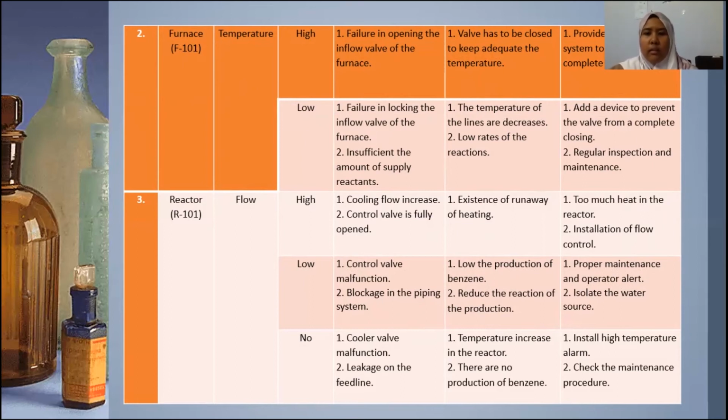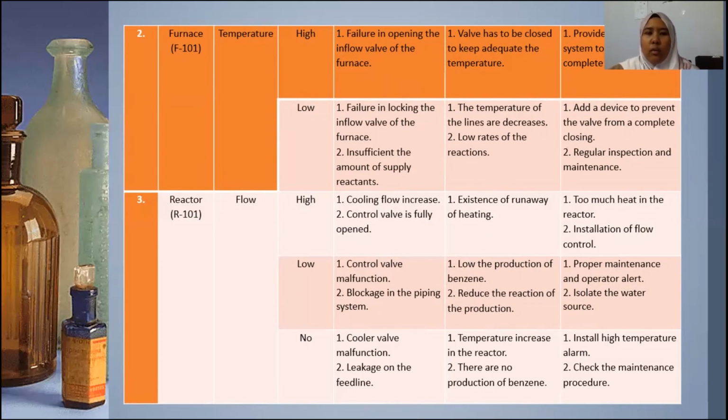For its consequences, there will be low production of benzene, and also it can reduce the duration of the production. So the required action should be proper maintenance and operator alert, and also we can isolate the water source.